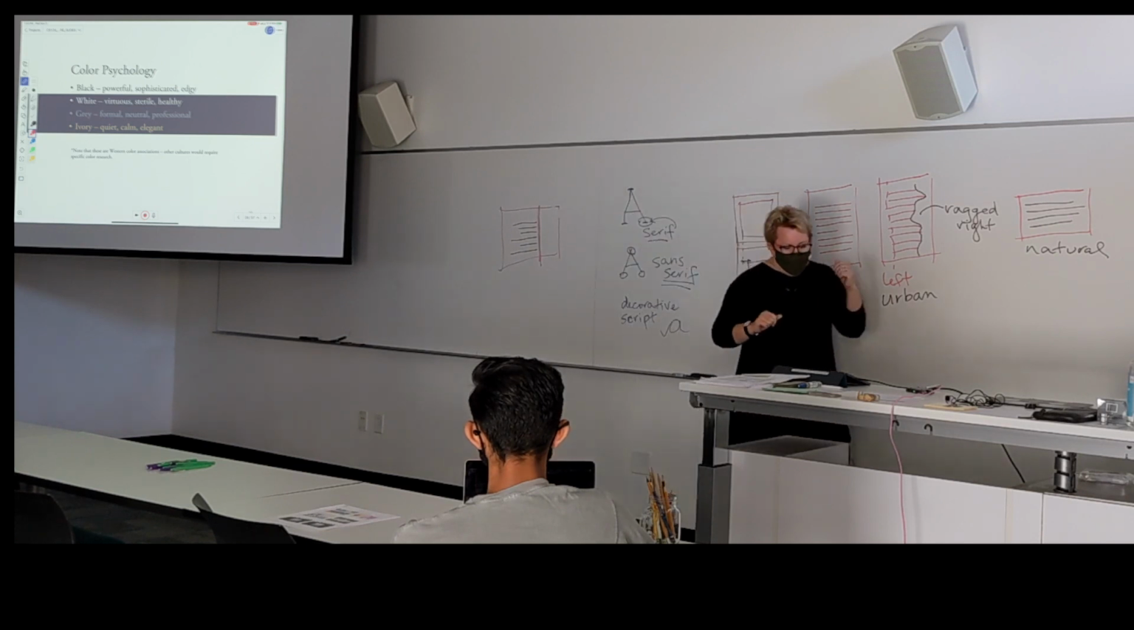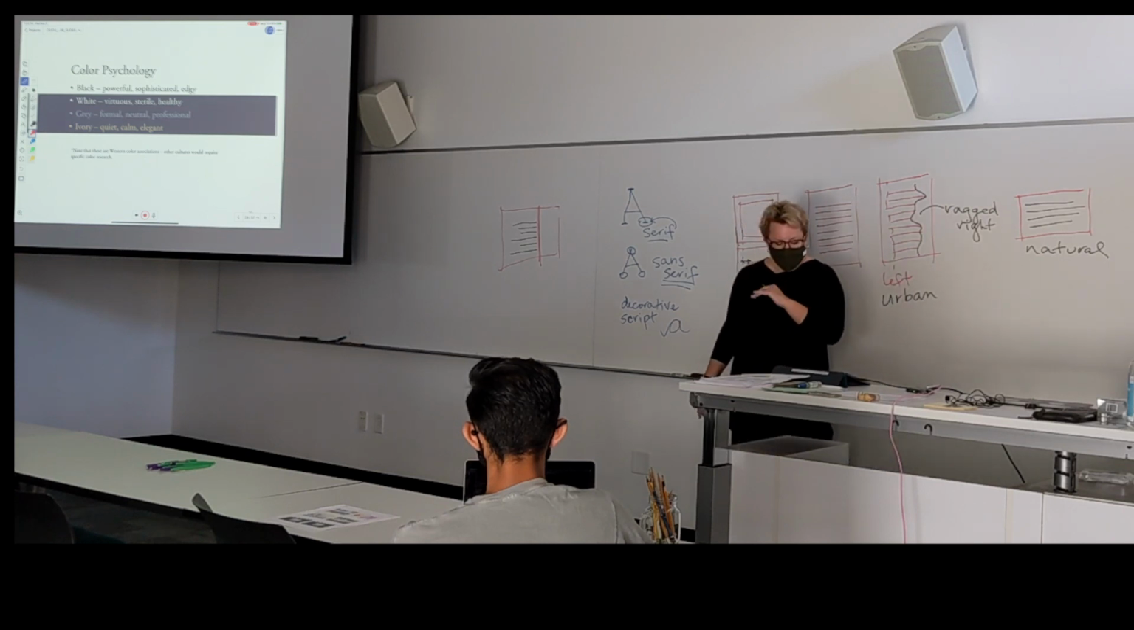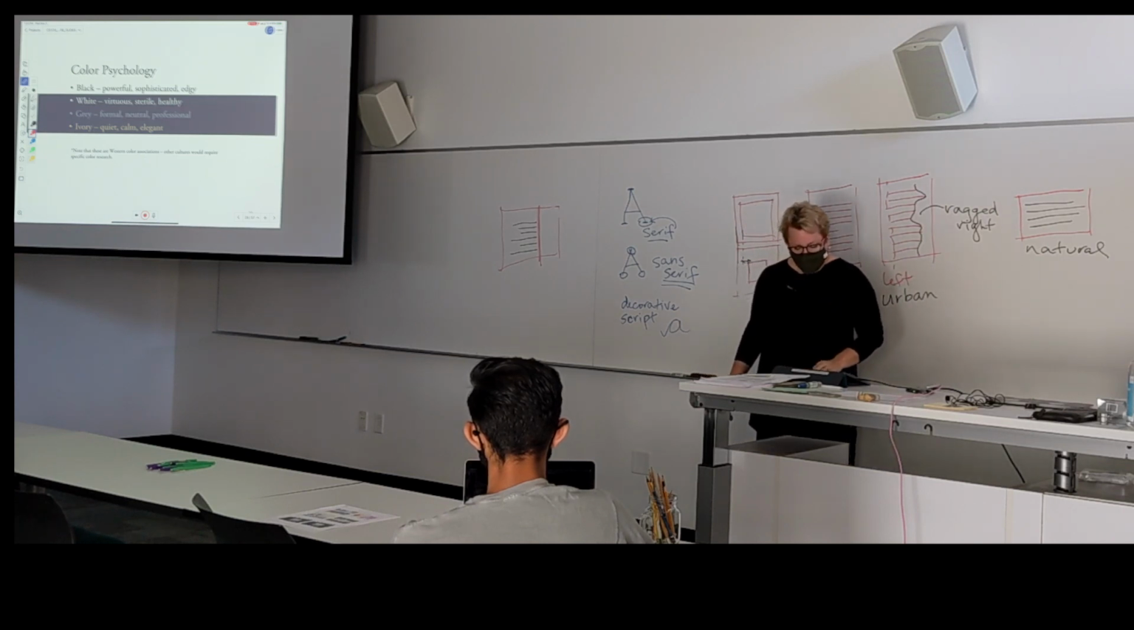Okay, so white is virtuous and sterile and healthy, and gray is formal and neutral and professional, and ivory is quiet and calm and elegant.